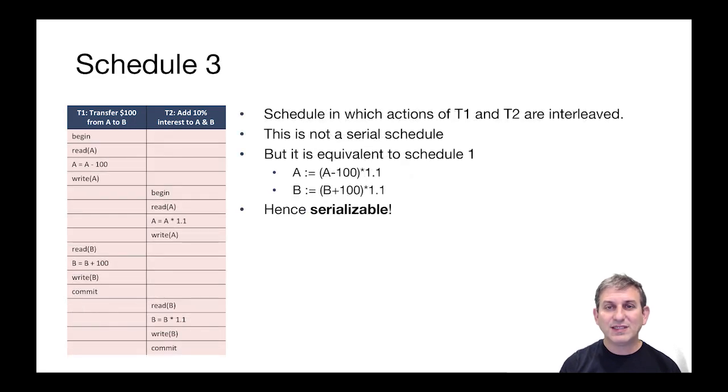Here's a third schedule that's interleaving T1 and T2's actions. It is not itself a serial schedule, but if you look at it, it is equivalent to the first schedule we looked at, schedule 1. In this case, A has 100 subtracted before it is multiplied by 1.1, and B has 100 added before it's multiplied by 1.1. So you get the same outcome as we got in schedule 1. Hence, schedule 3 here is not serial, but it is serializable because it achieves the same outcome database at the end with the same actions of the same transactions.